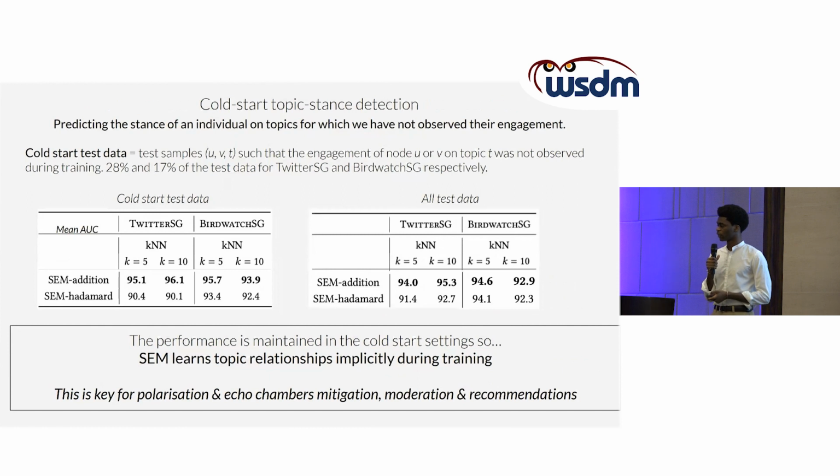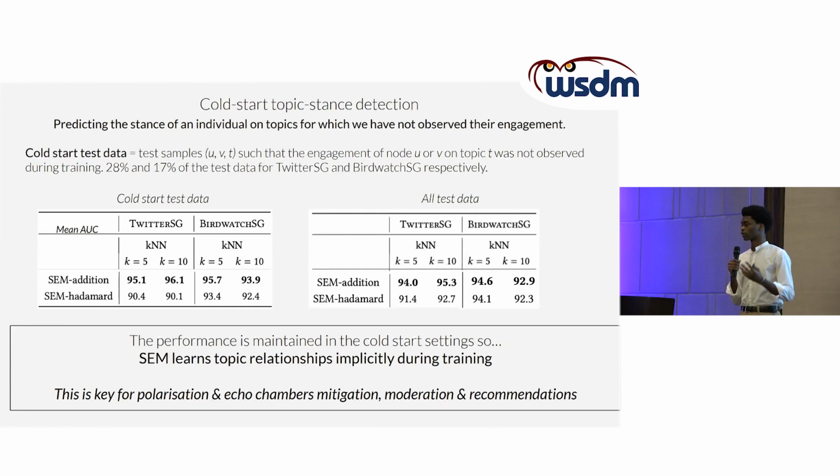Last question we have is a cold start topic stance detection problem. So are we able to predict the stance of an individual on a topic they have never engaged on? So in the test data, we have a set of data which are composed of nodes and topics that have never been together at training time.